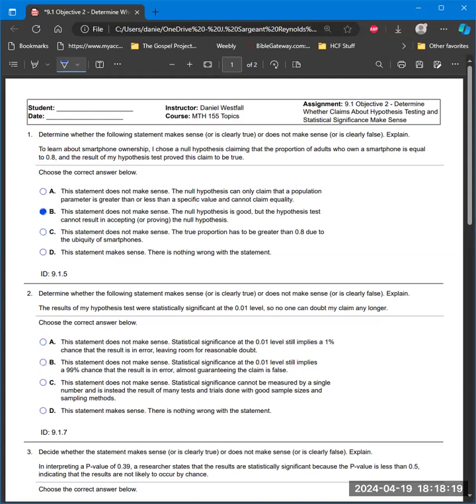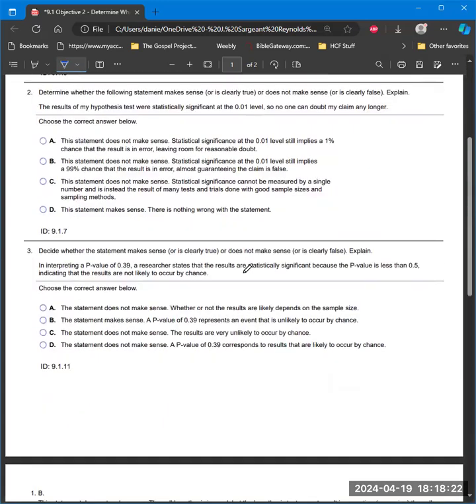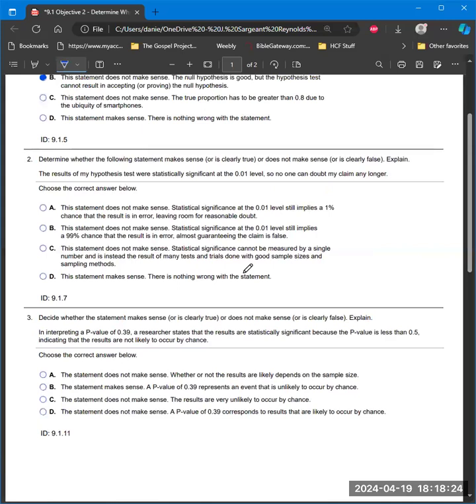Determine whether the following statement makes sense or is clearly true, or does not make sense or is clearly false, and explain. The result of my hypothesis tests were statistically significant at the 0.01 level, so no one can doubt my claim any longer. No, that doesn't make sense. Just because you choose a small level for alpha, your level of significance, doesn't mean that there's no doubt any longer.